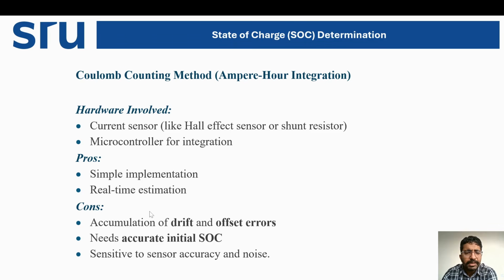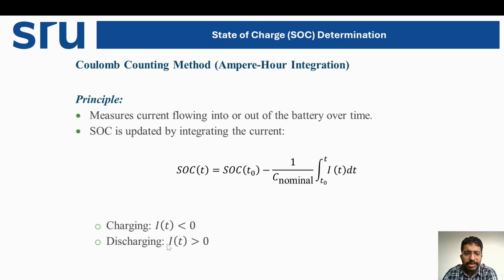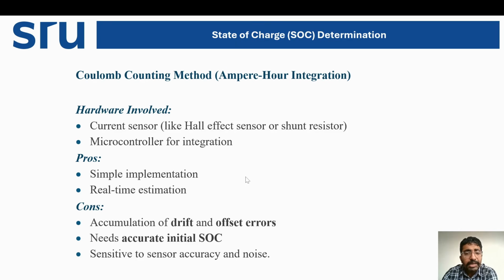And what are the disadvantages of this one? Accumulation of drift and offset errors. Drift means it is deviating. Suppose the initial value of the charge is not known to us properly, what the exact value was. Definitely some assumptions or an initial guess need to be made, so that might be erroneous, and that can create some drift. Offset or drift is nothing but some deviation from the origin point, or the actual value you can say.